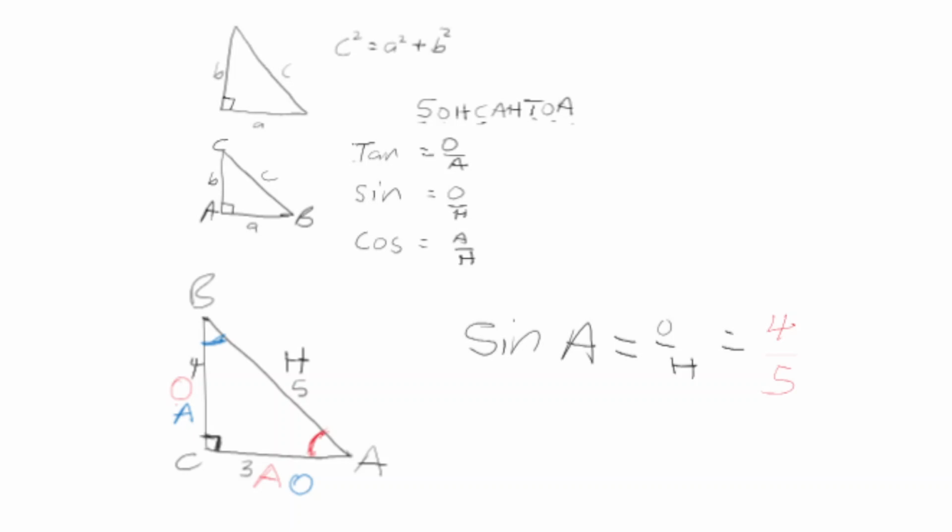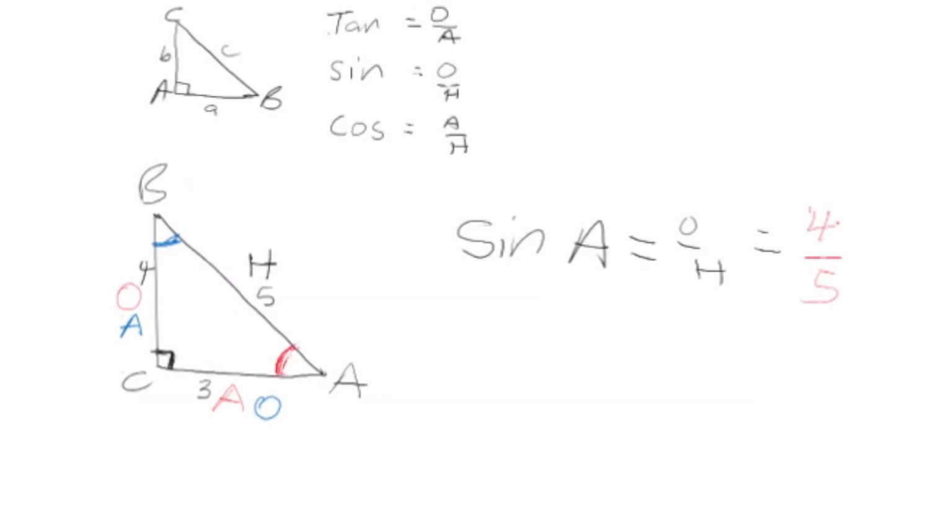Let me see if I can make the pen bold. So our sine will be opposite, which is 4, over the hypotenuse, which is 5. So I just identify my opposite and then identify my hypotenuse.